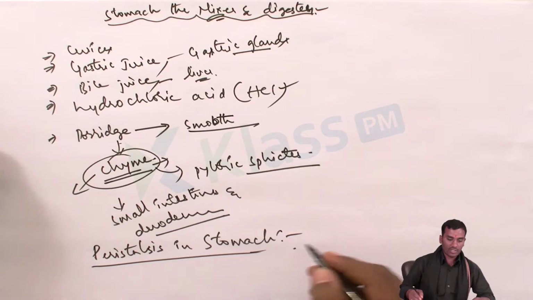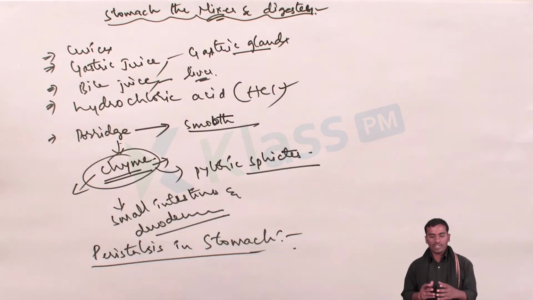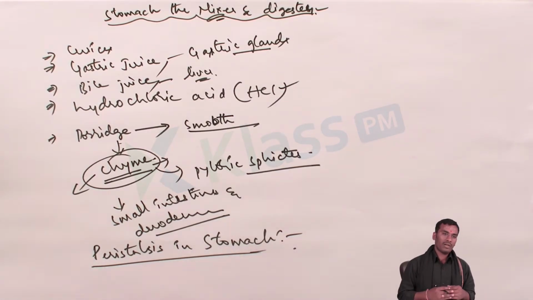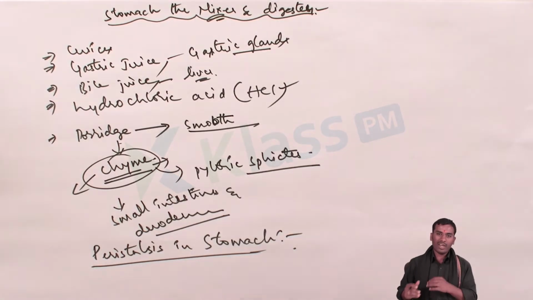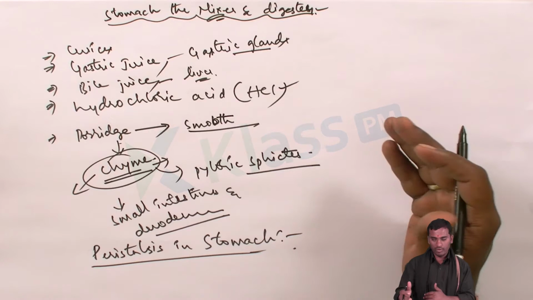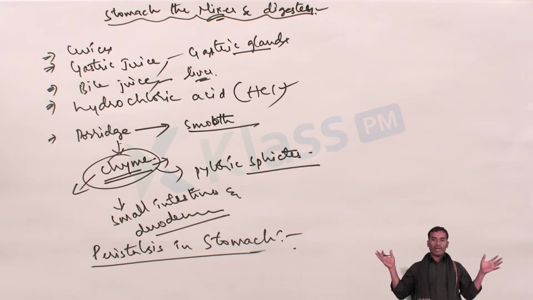Okay, peristalsis in the stomach. Peristalsis involves the contraction of the muscles behind the food and relaxation of the muscles in front of the food. That means when the food is entering, the muscles in front will be relaxed, and when the food needs to be pushed forward, the muscles behind will contract.